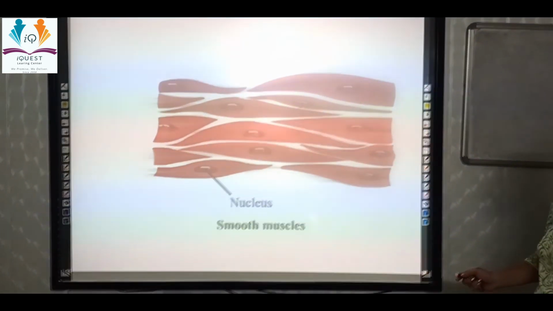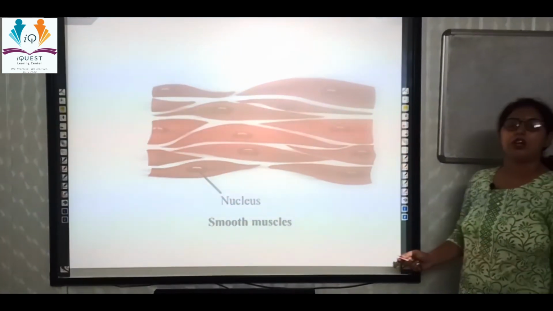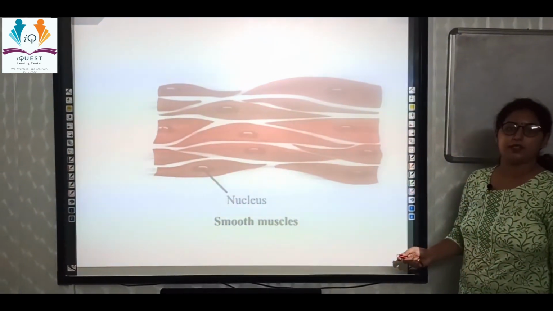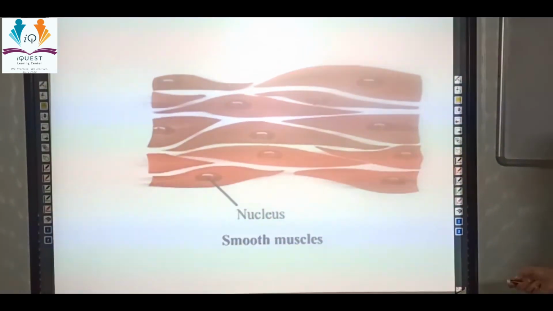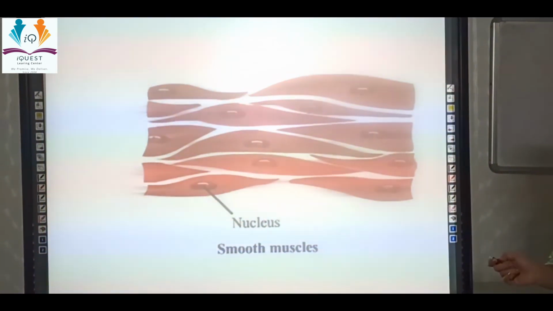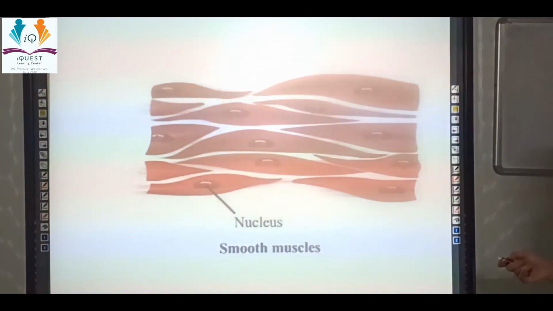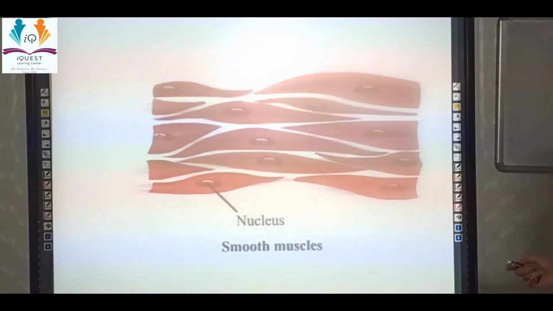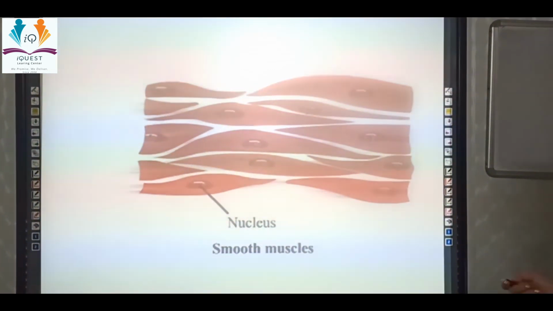These muscles line the visceral organs of our body. What are the visceral organs? These are the internal organs. Internal organ means your stomach. They control the involuntary actions which are not in our control, which are not in the will of the human body. Every organ contains this type of muscle, but there is an exception.